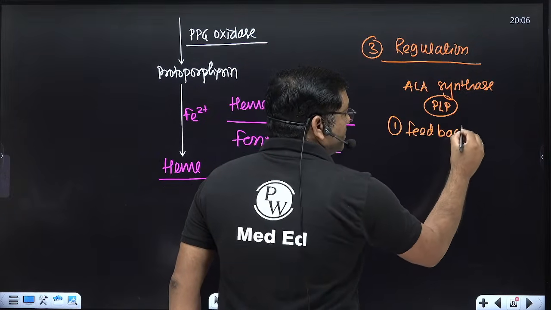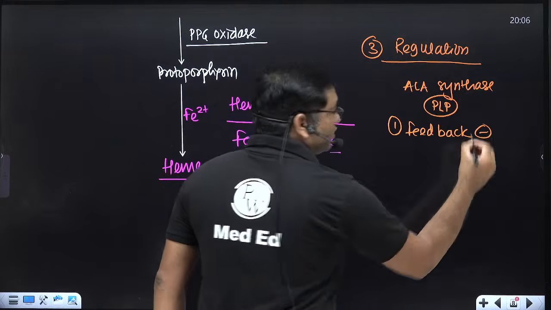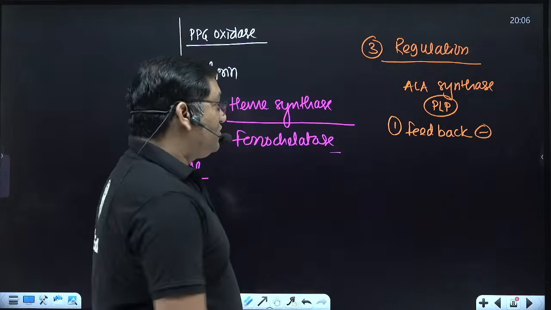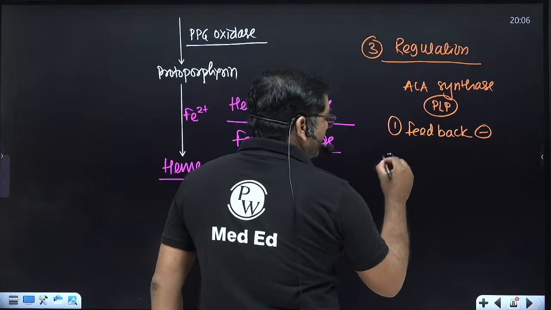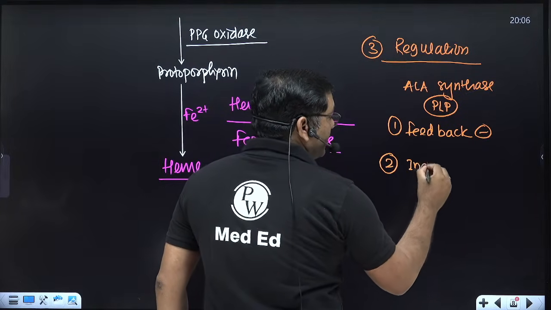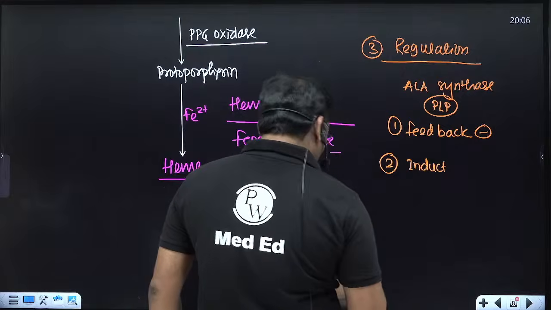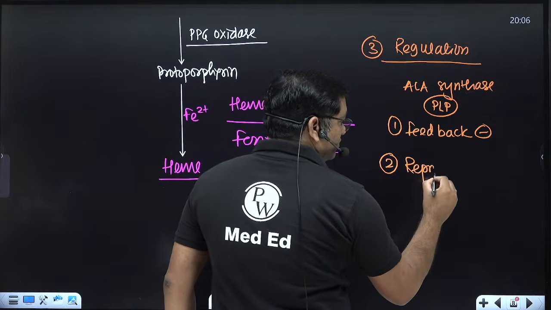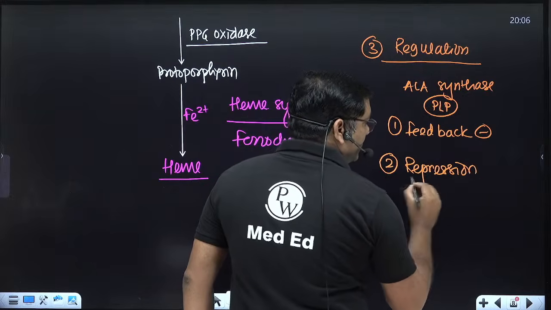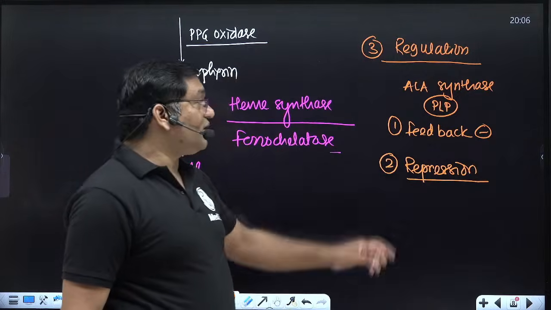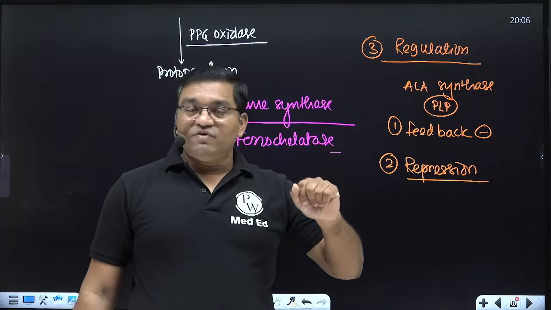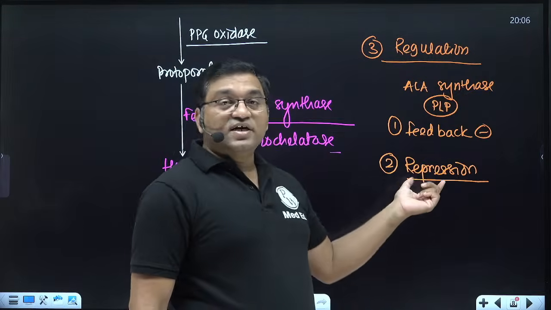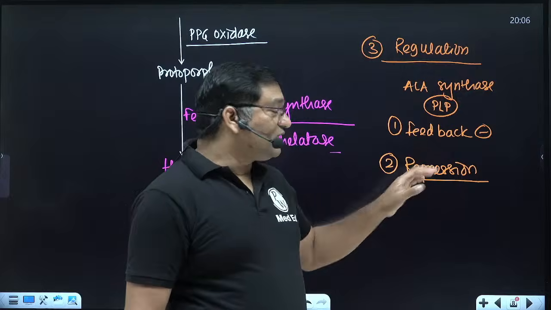Feedback inhibition means the last product of the pathway, heme, inhibits the ALA synthase activity. Second is induction and repression. Actually, it is repression mainly. So heme represses the synthesis of ALA synthase at the genetic level by inhibiting the transcription and translation process. So this is at the genetic level.